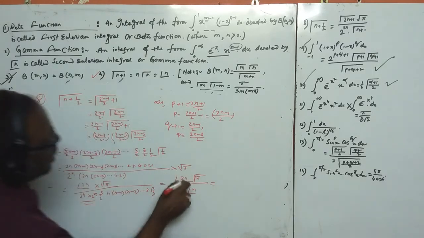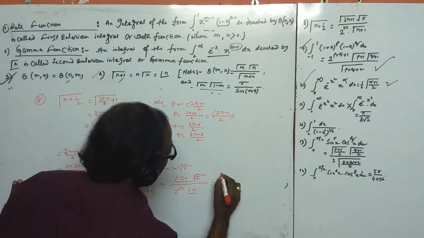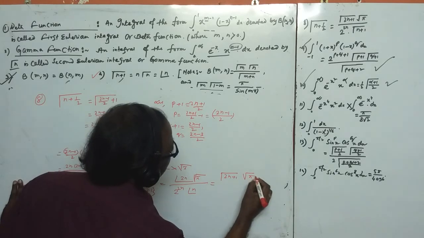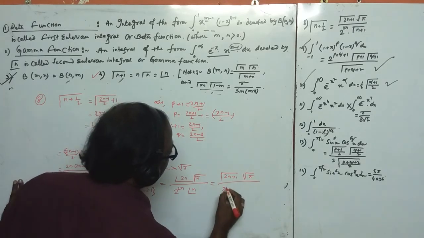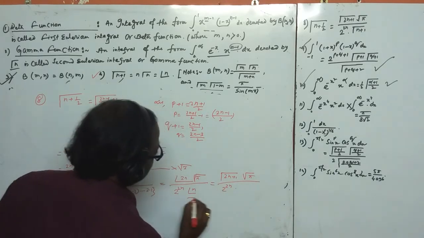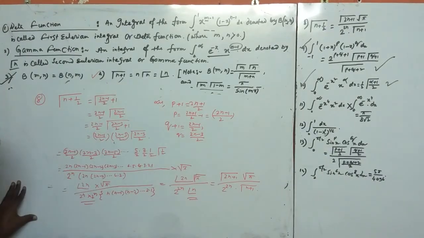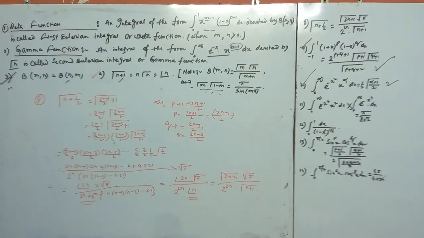Again, factorial 2n we can write as gamma 2n plus 1, times root pi, over 2 to the power 2n, and factorial n means gamma n plus 1. And this is proved. Clearly see the solution. This is a most interesting question.